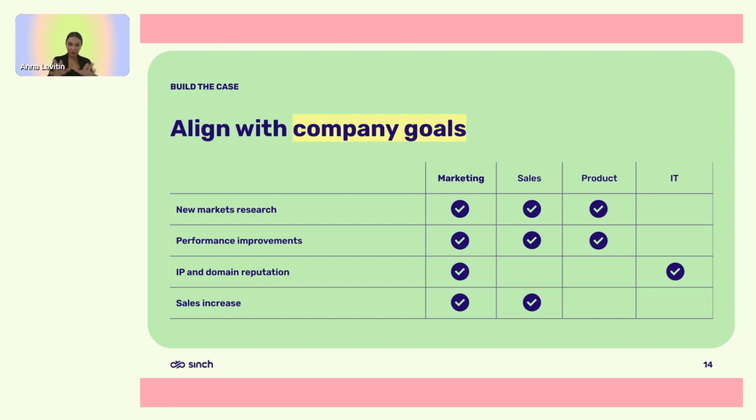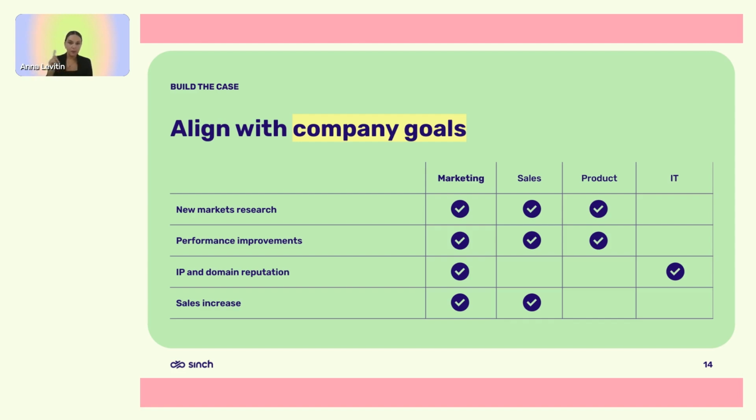So here you can see some examples that you can show to the different teams. For example, new markets research, right? It can be relevant not only for marketing, but also for sales, also for the product team. And this is how you can sort of justify the need for translation and localization processes within your team.